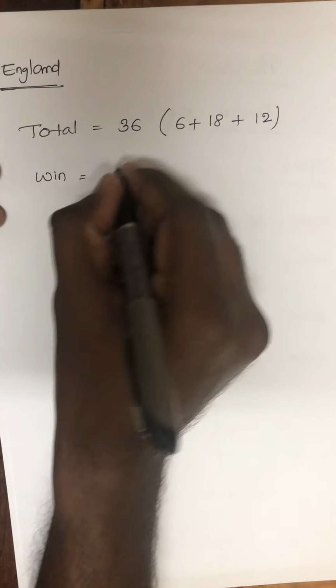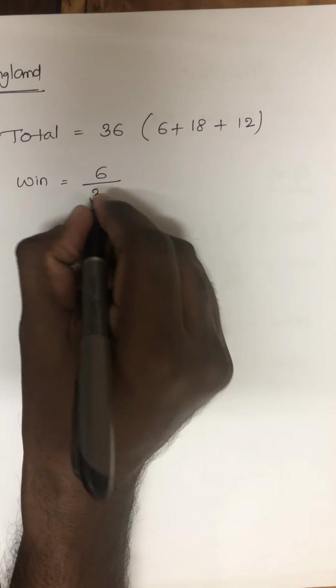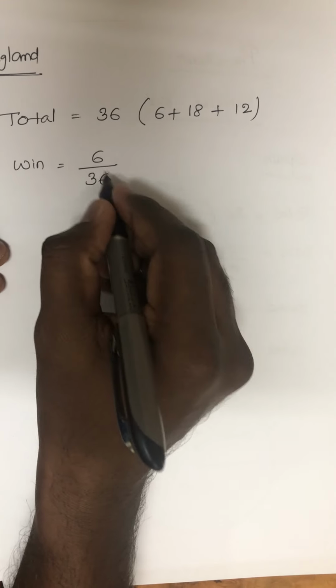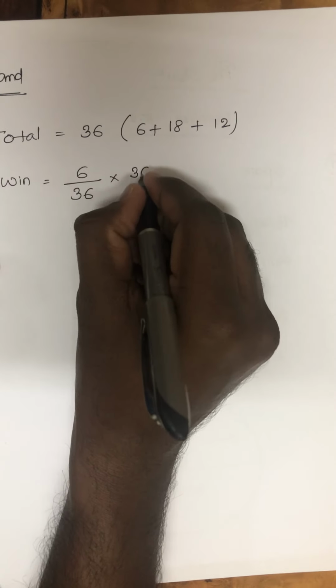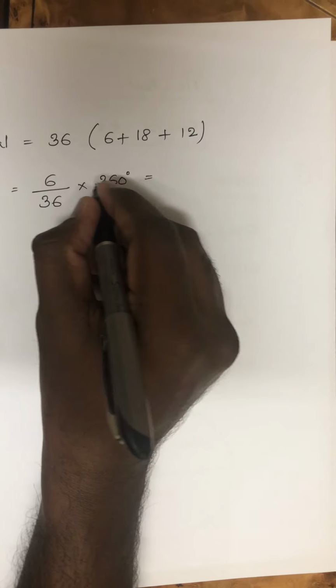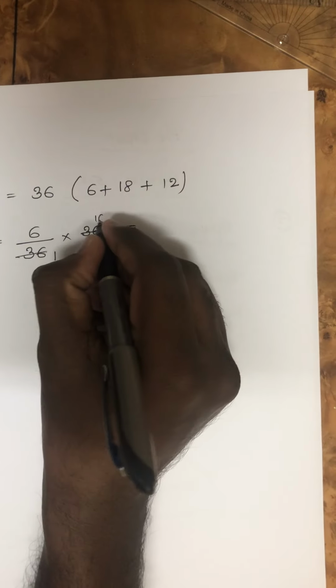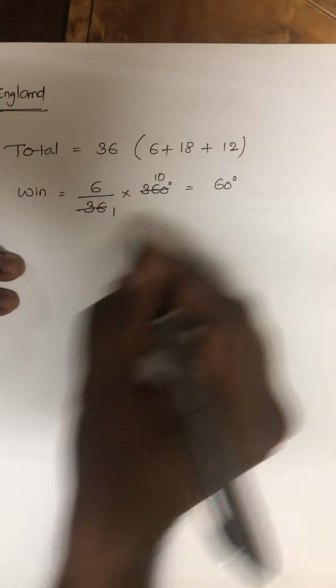They won 6 matches, 6 out of 36 matches. Every time remember, like your marks, the total should be down. So 6 over 36 multiplied by 360. Every time multiply by 360. Why? Because the total circle is 360. 36 one time, 36 ten times. So 6 into 10 is 60 degrees.